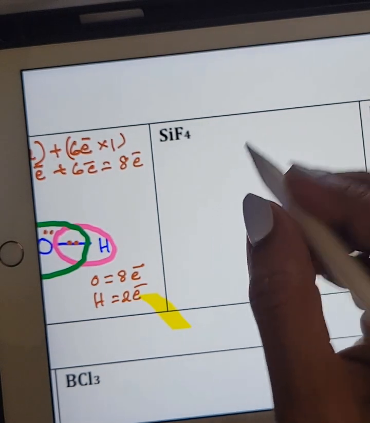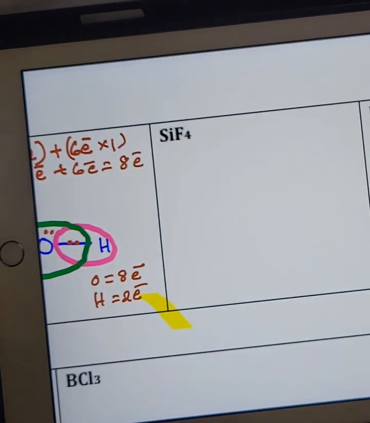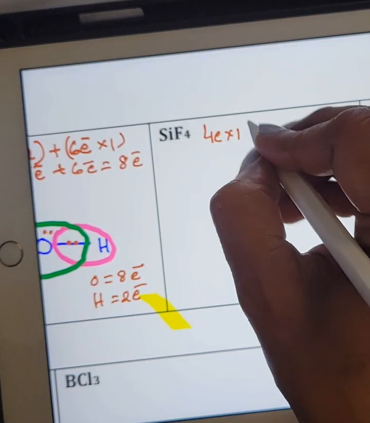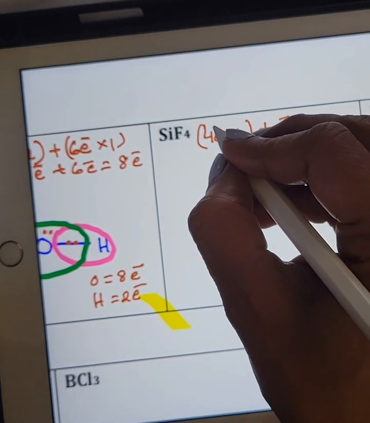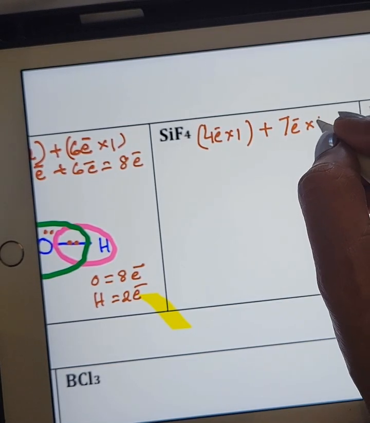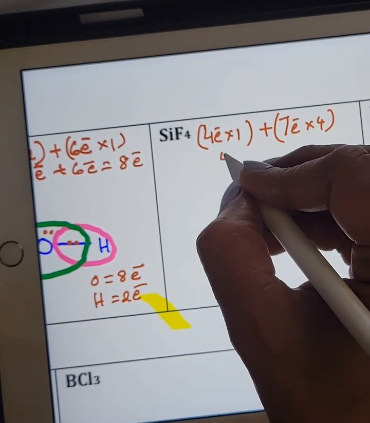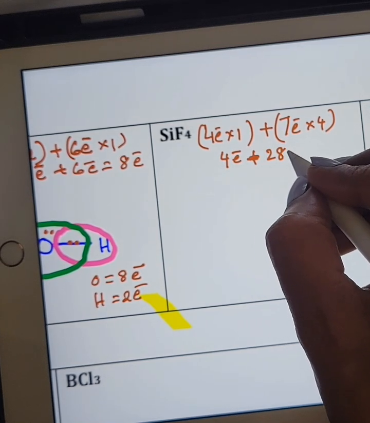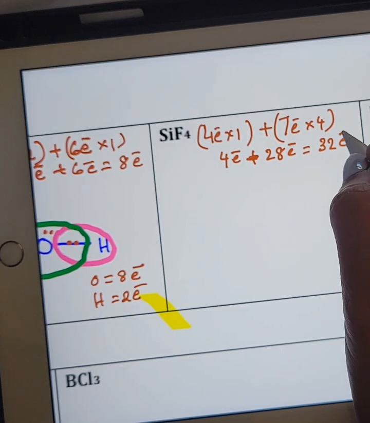Okay, let's calculate the valence electrons. Silicon is in group 14, so 4 electrons, times 1 silicon, plus fluorine is in group 17, 7 electrons. At this point, you all need to memorize the valence electrons. That will be easy. That will save your life, okay, or use the periodic table. So 4 electrons plus 7 times 4, which is 28 electrons. Total how many? Wow, 32 electrons. Okay, that is a lot.